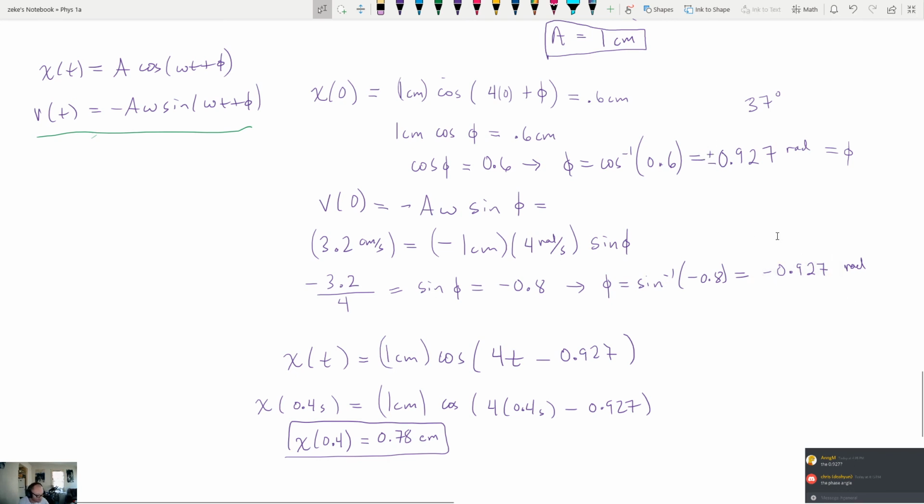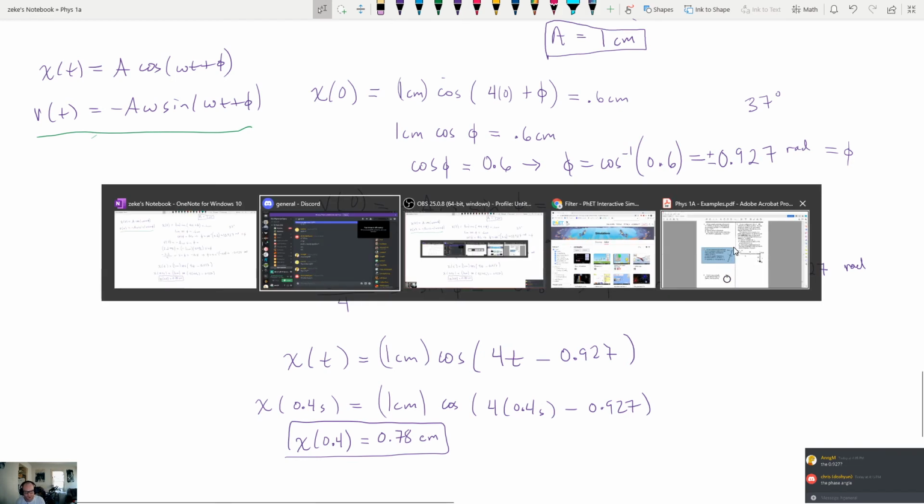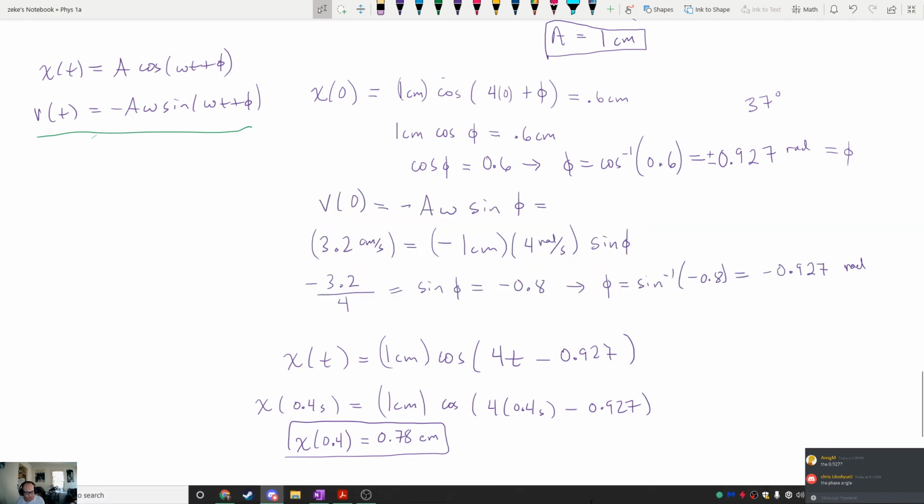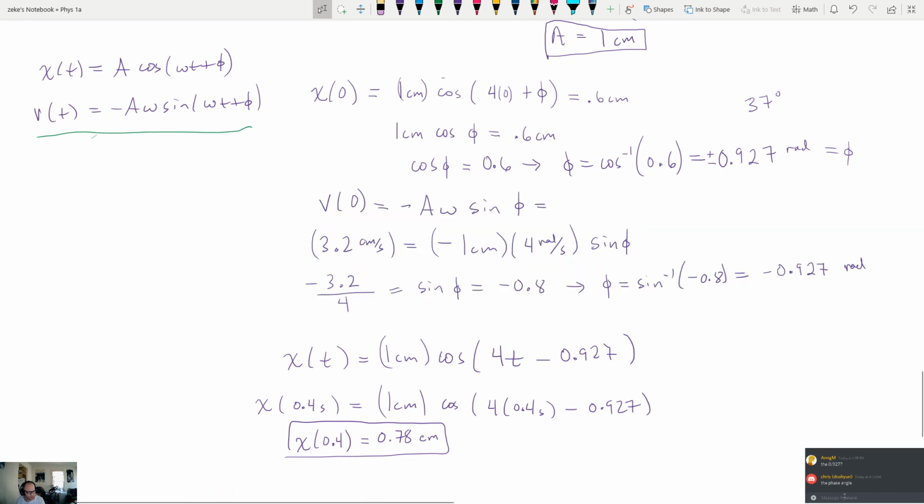Anyway, that took a little longer than I thought it would, but it's totally fine. I mean, this problem is well worth talking about. You're going to see a decent number of problems like this on your homework. So we're going to take a shorter break here just because we have very limited time.